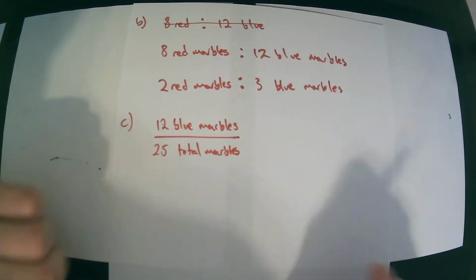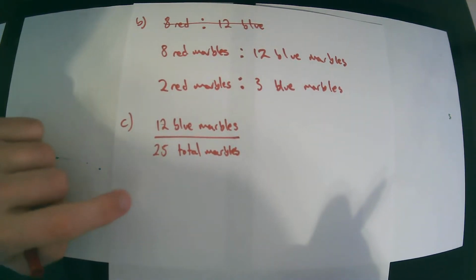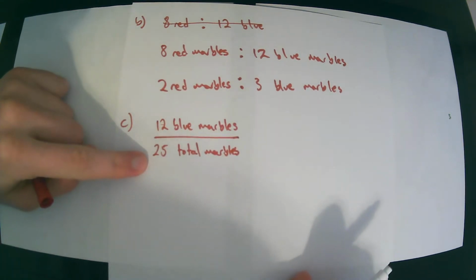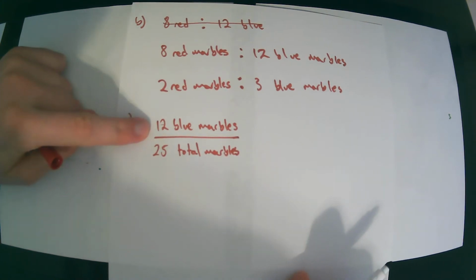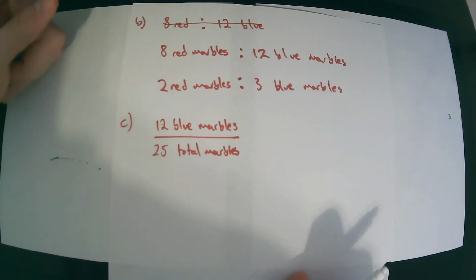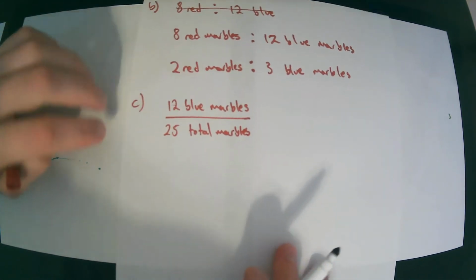Okay, and that's it. Cannot be simplified. It cannot be simplified because the only factors of 25, besides 1 and 25, are 5s, right? 5 times 5 is 25. And 5 is not a factor of 12, so that's it. Cannot be simplified.